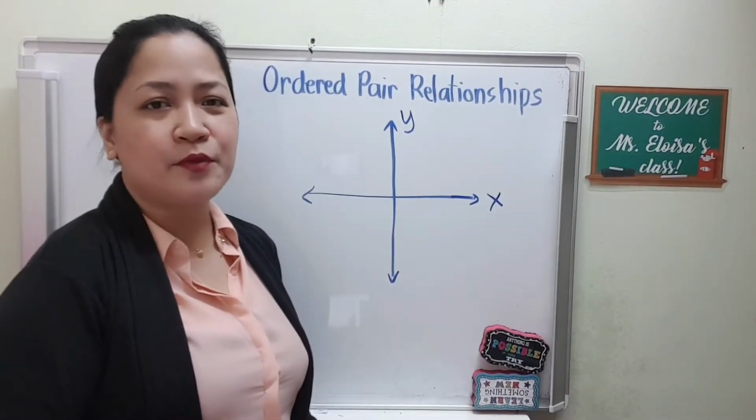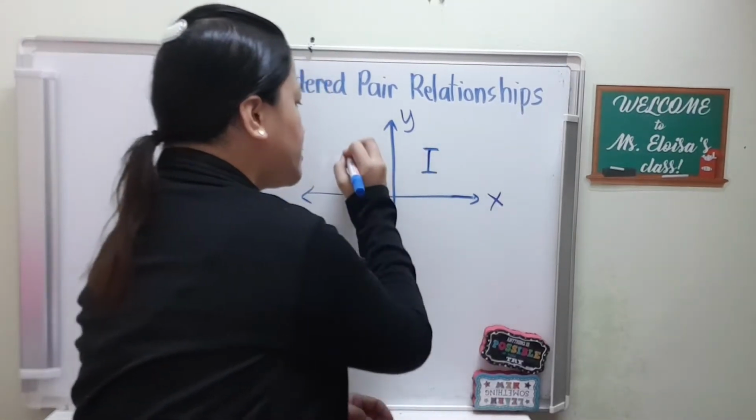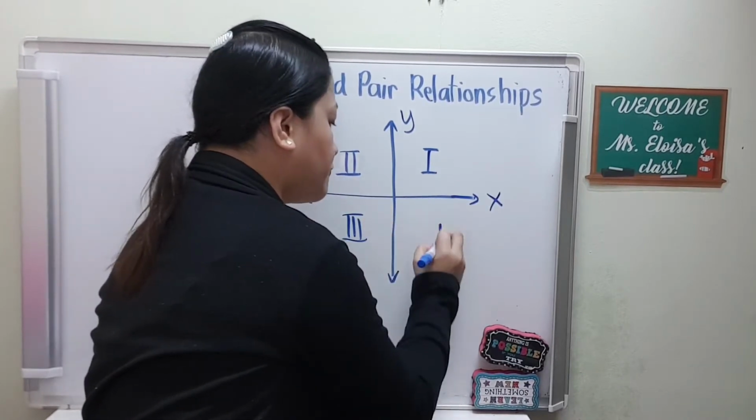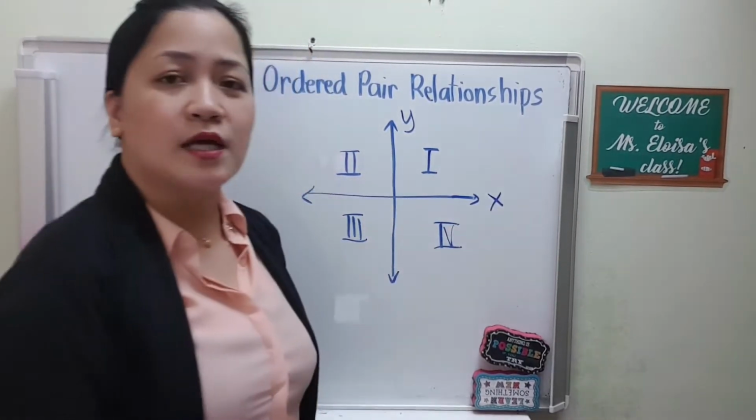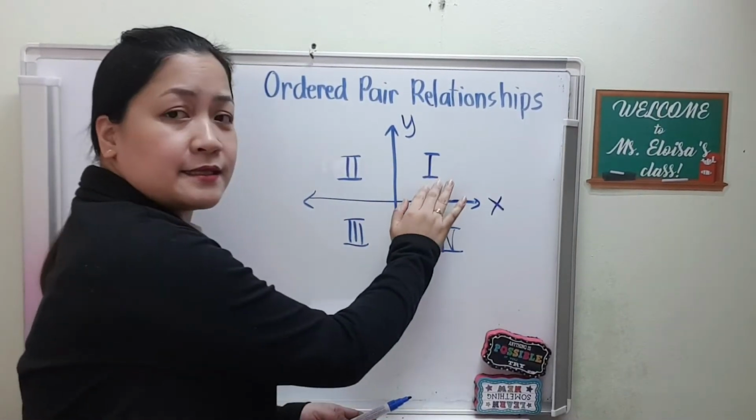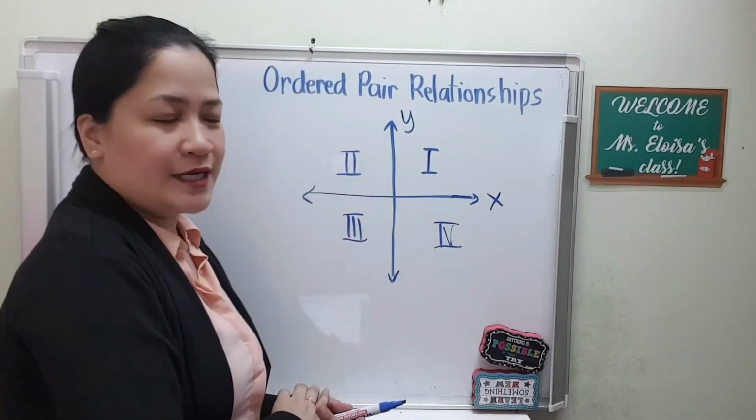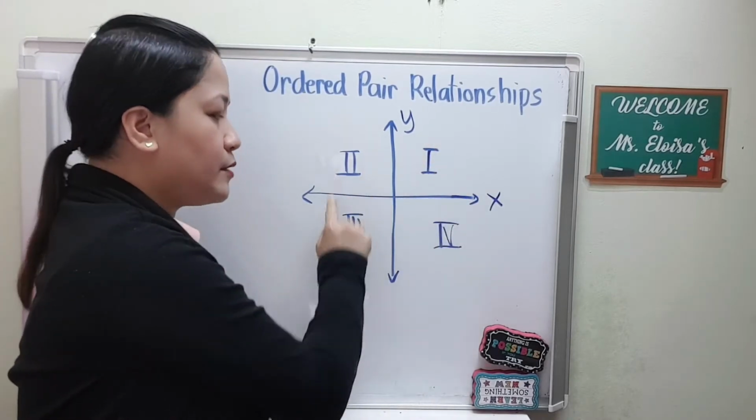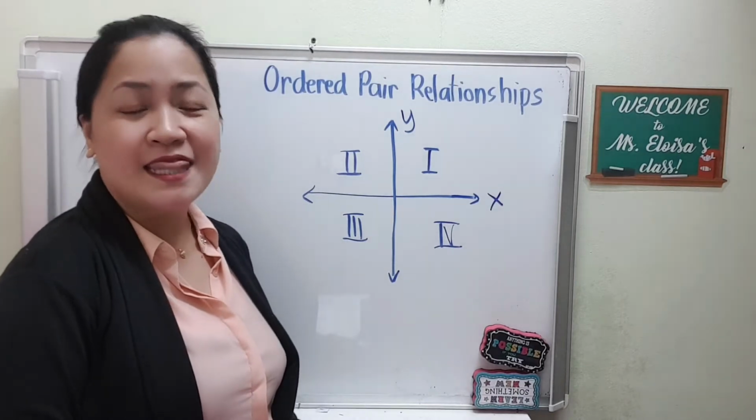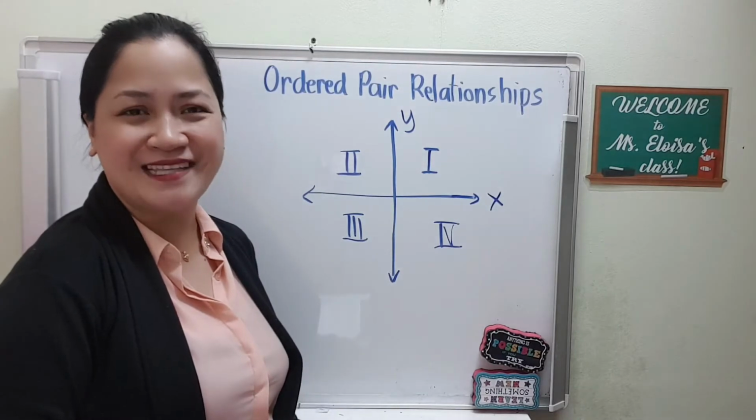Each quadrant is numbered with the Roman numerals 1, 2, 3, and 4. As you can see, I started from the upper right quadrant going counterclockwise. So 1, 2, 3, and 4. If you know the signs of the coordinates of the point, then it will be easier for you to determine on which quadrant each point is located.